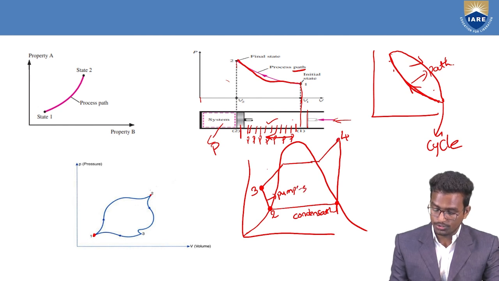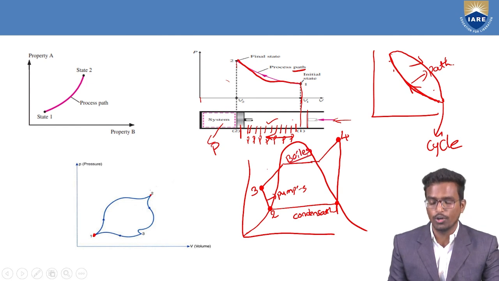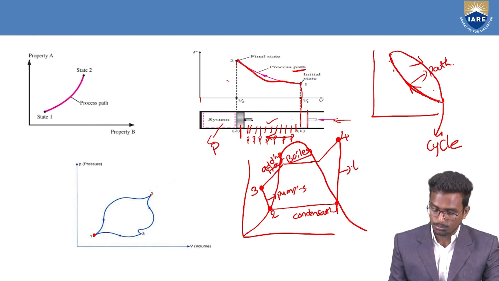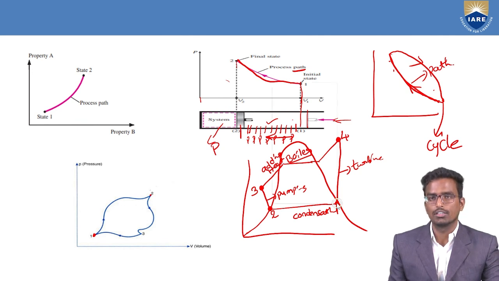From the third position it reaches the fourth position. That is called addition of heat, which is done in the boiler. Once I add the heat, it goes to the turbine, meaning it flows over the turbine. Then it again comes to the condenser.